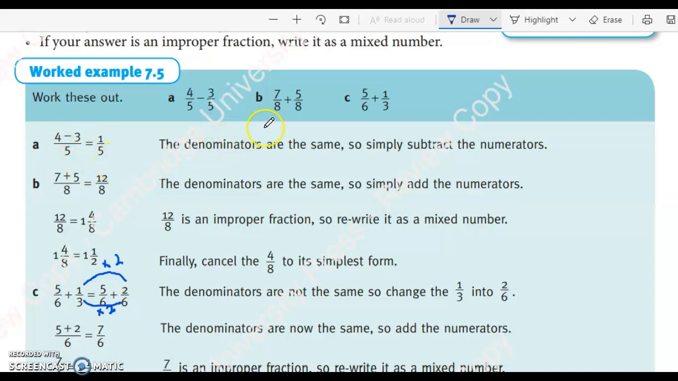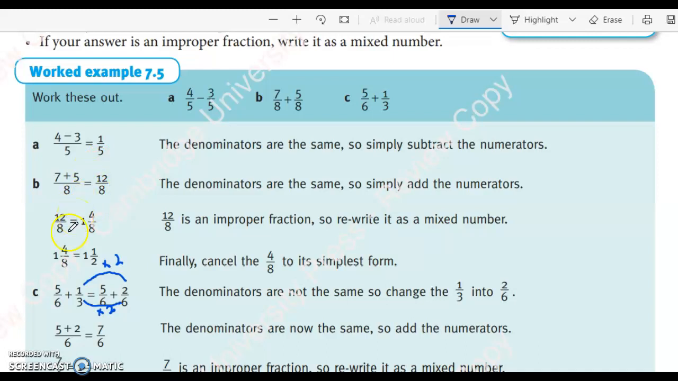Now the second one, 7 out of 8 plus 5 out of 8. How about the denominators? Yes, they are the same. So we just add the numerators. 7 plus 5 equals 12. So 8 stays 8. The answer will be 12 out of 8. But here, because we have an improper fraction, the numerator is greater than the denominator, the number above the fraction bar is greater than the number below the fraction bar, we can make it into a mixed number.